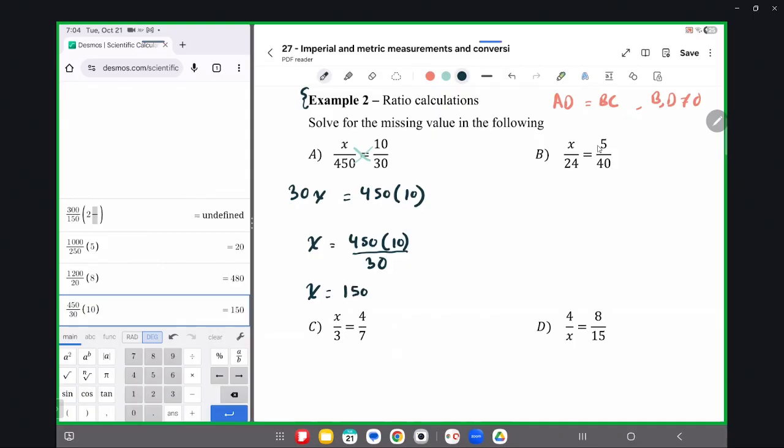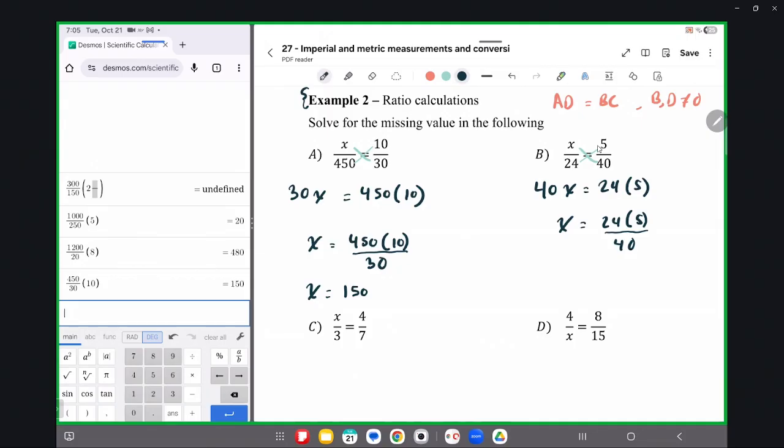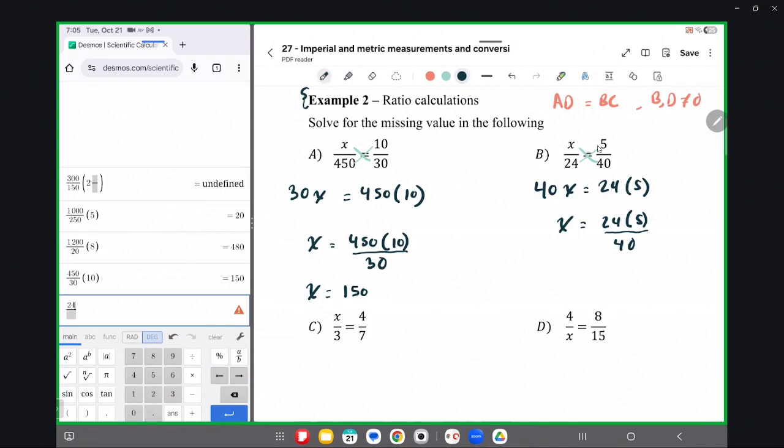Okay, so for letter B here, we have x over 24 is equal to 5 over 40. So again, we'll use the means and the extremes. And so this will be x times 40, which is 40x, is equal to 24 times 5. So I'll just put 24 bracket 5. And then we divide both sides by 40. I think this is 3. And so let's have a look here. So on my calculator, I'm just going to take 24 multiplied by 5 and divide that by 40. And so we get x here is equal to 3.